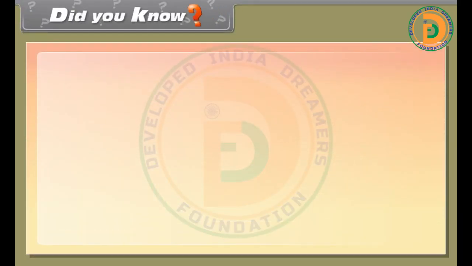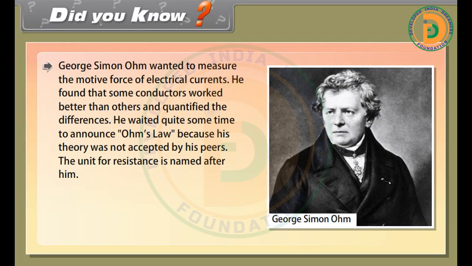Did you know? Georg Simon Ohm wanted to measure the motive force of electrical currents. He found that some conductors worked better than others and quantified the differences. He waited quite some time to announce Ohm's law because his theory was not accepted by his peers. The unit for resistance is named after him.